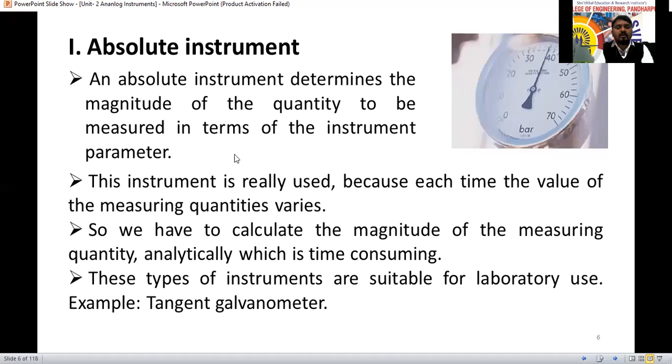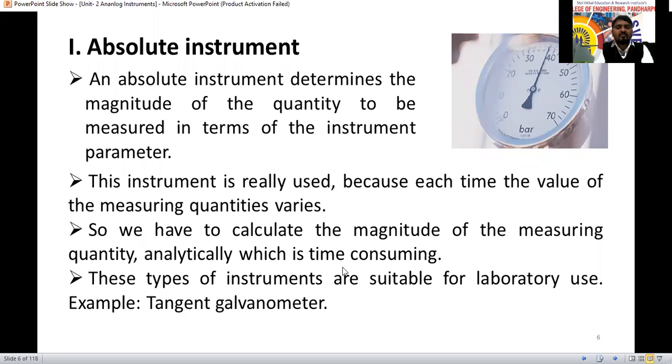So this instrument is rarely used because each time the value of the measured quantity varies. Each time the value will change, so we have to calculate the magnitude of the measured quantity analytically, which is time consuming.